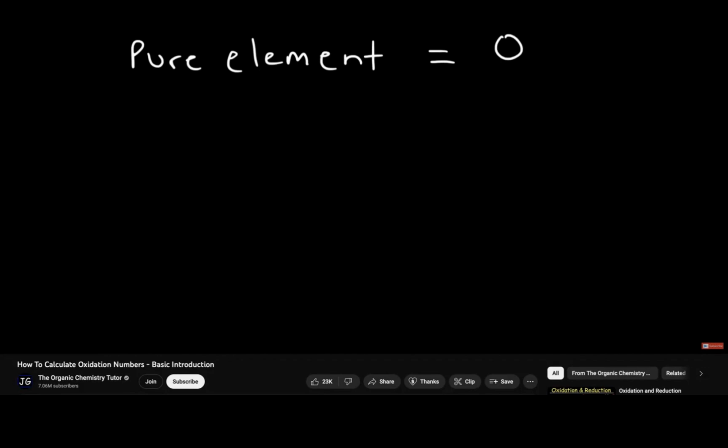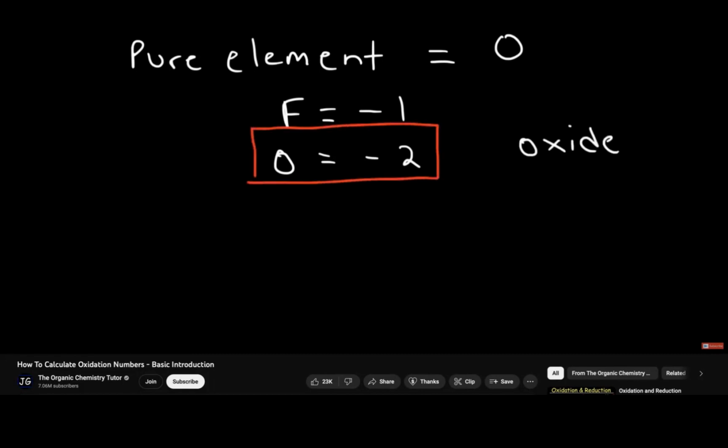Whenever you have fluorine inside a compound, when it's not a pure element, fluorine is always going to have a -1 oxidation state. Fluorine is the most electronegative element. When oxygen is in a compound, it's going to have a -2 oxidation state, unless it's bonded to fluorine, or unless you hear the name peroxide or superoxide. Whenever you hear the name peroxide, oxygen has a -1 oxidation state. If you hear the word superoxide, it has a -1/2 oxidation state. But if you hear the word oxide, then the oxidation state is -2, which is 99% of the time.